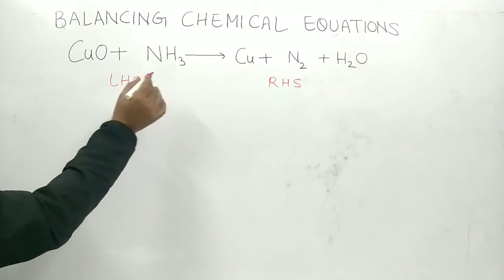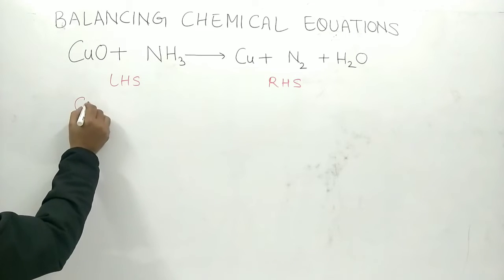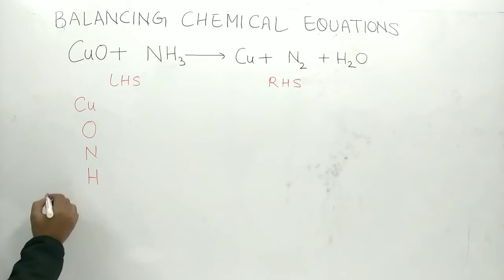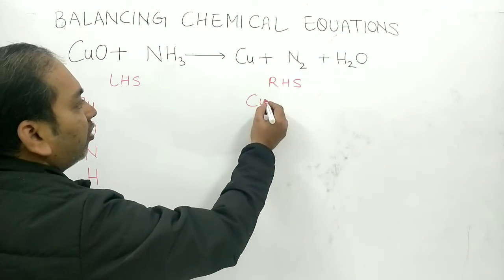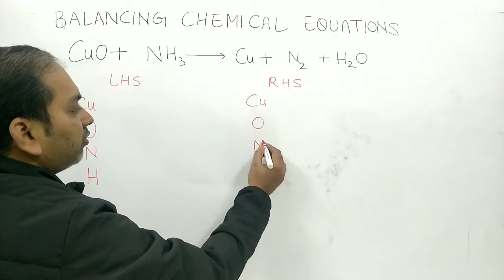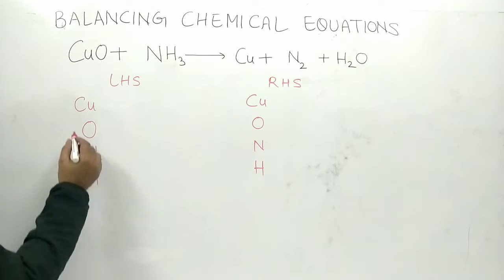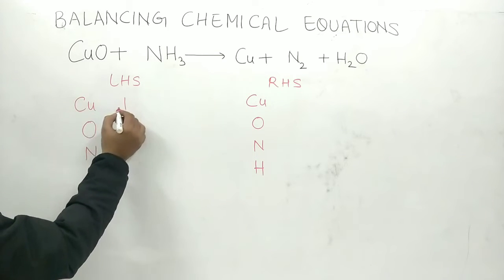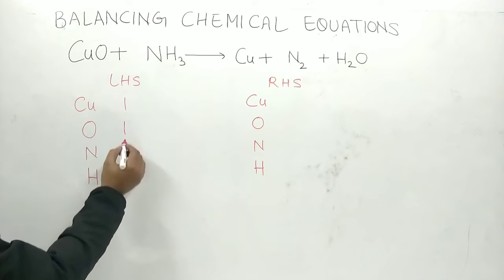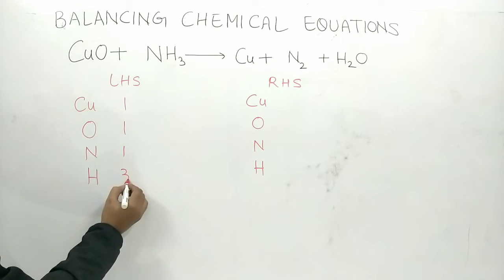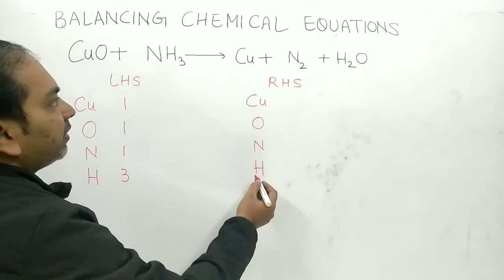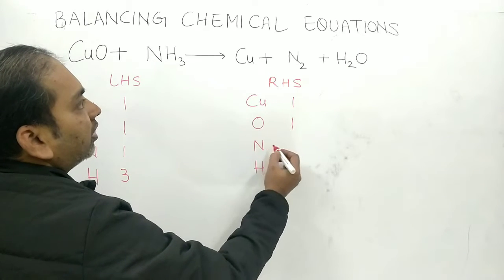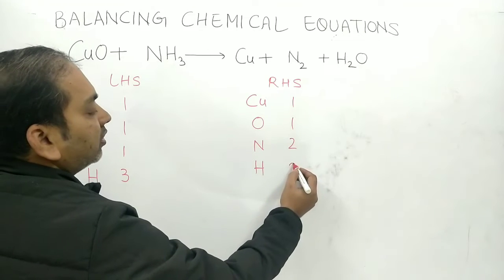Okay, so copy all the elements that are here, like copper, then oxygen, nitrogen and hydrogen. The same elements are on the other side: copper, oxygen, nitrogen and hydrogen. So the number of atoms on the left-hand side is: copper is 1, oxygen is 1, nitrogen is 1 and hydrogen is 3. And the number of atoms of the same elements on the RHS is: copper 1, oxygen 1, nitrogen 2 and hydrogen 2.